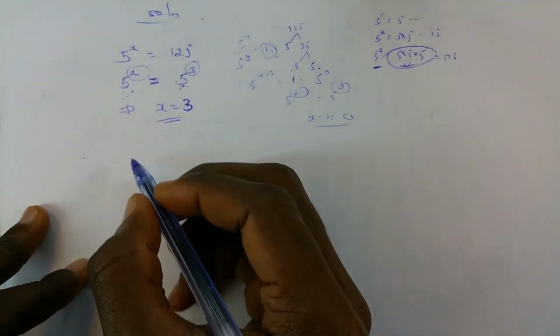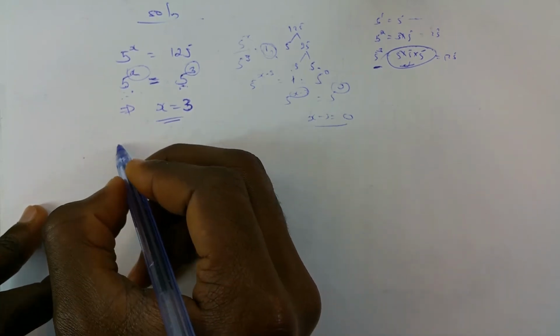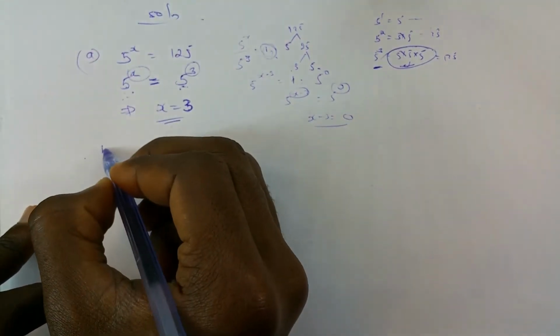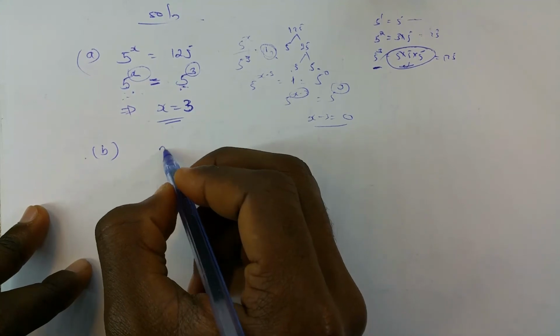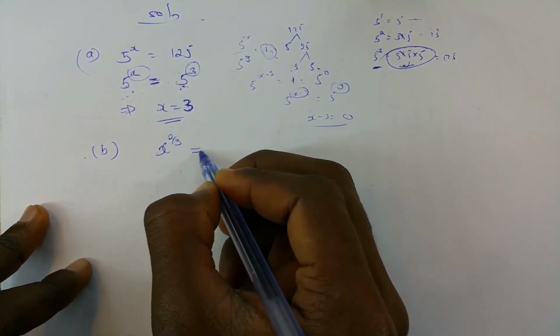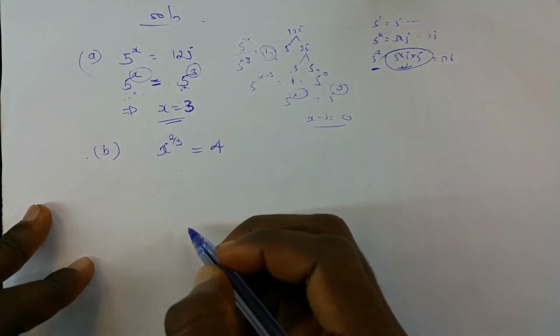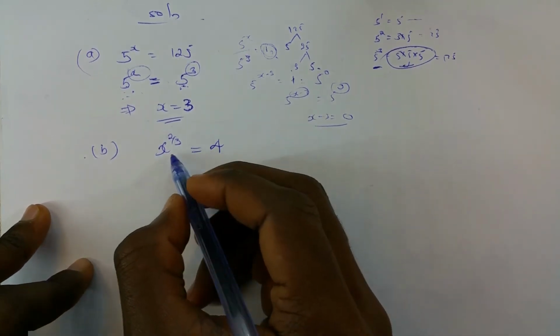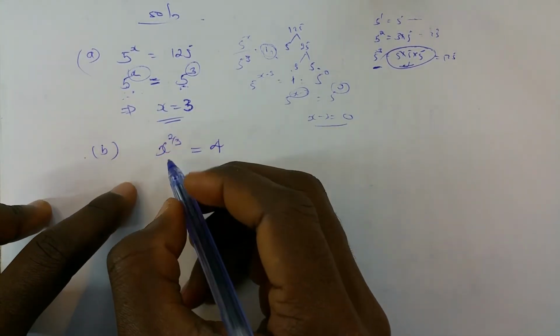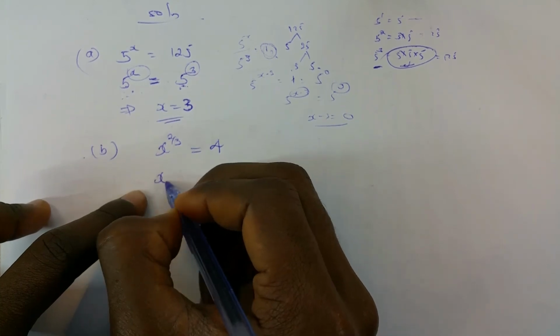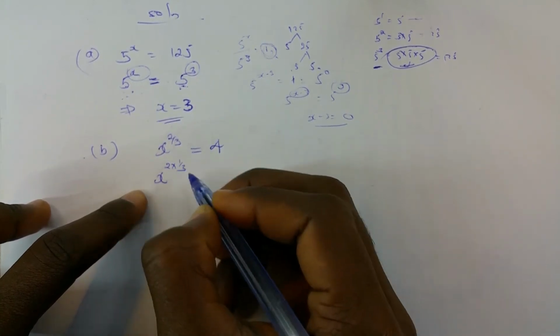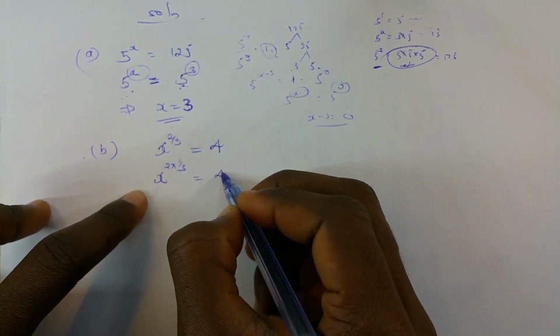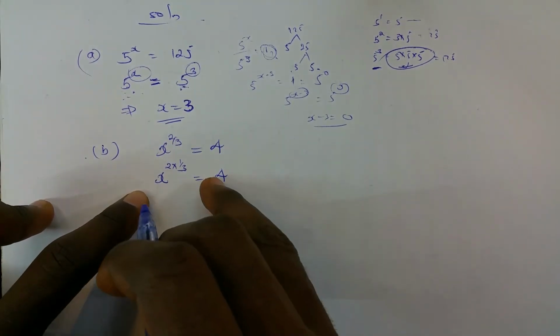So now let's go to the second one. This was A, then B. We're going to have x to the power 2 out of 3 giving you 4. So we now have here x to the power 2 over 3, which is the same as having 2 times 1 over 3 as the exponent, giving us 4. What can we see from here?